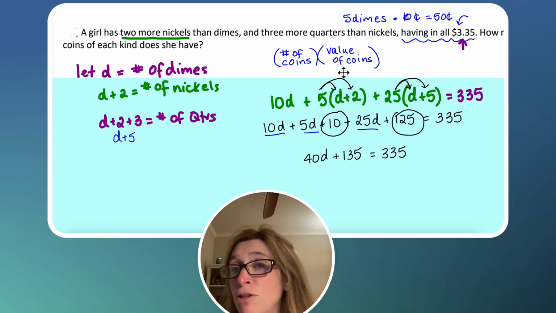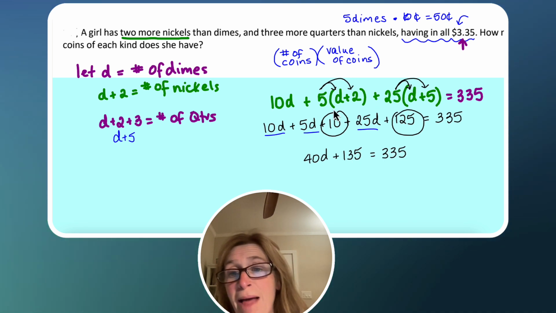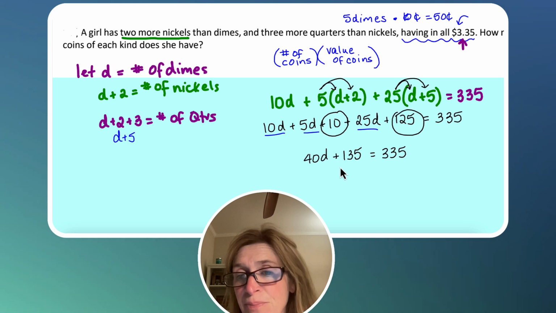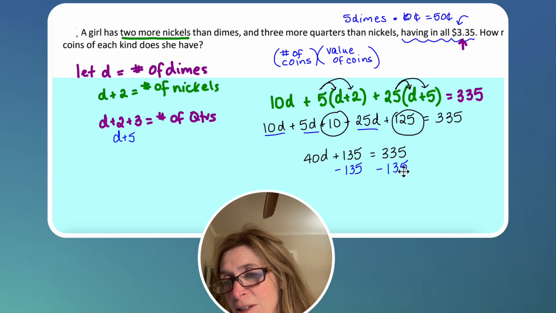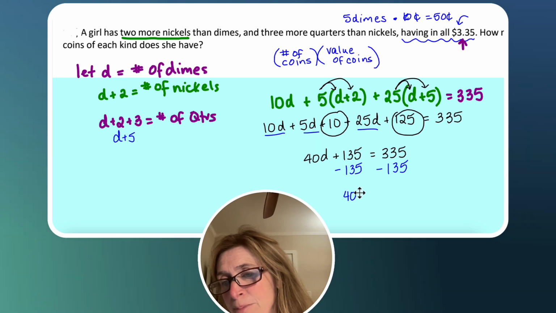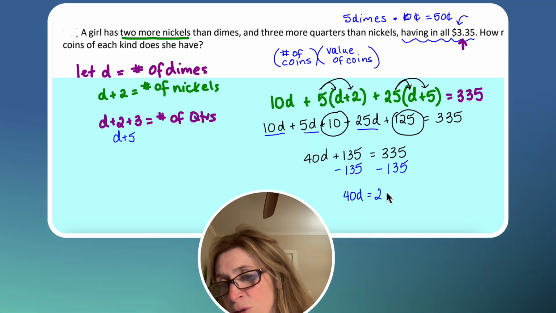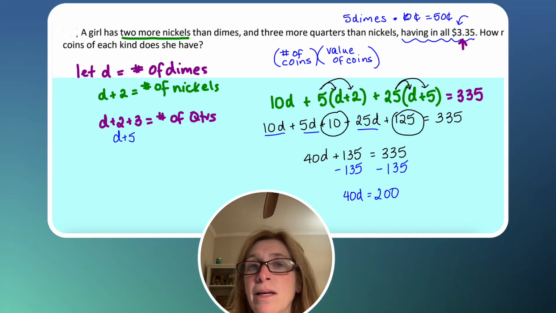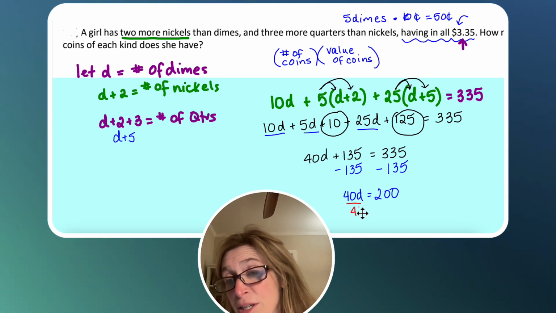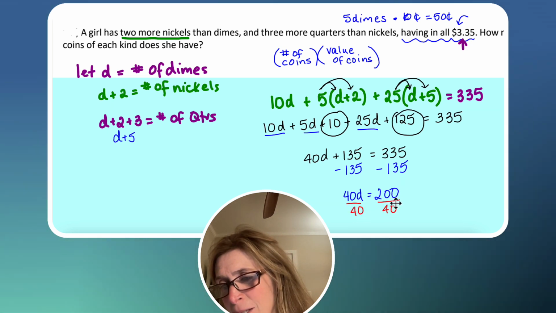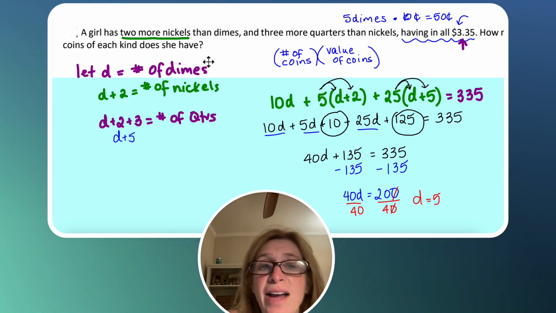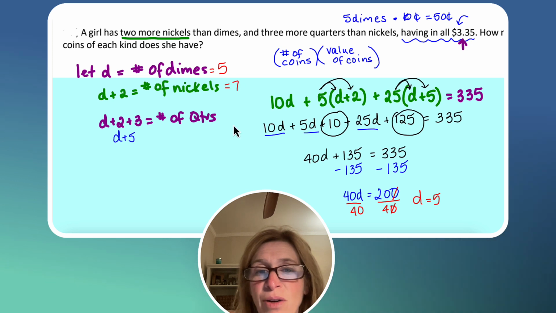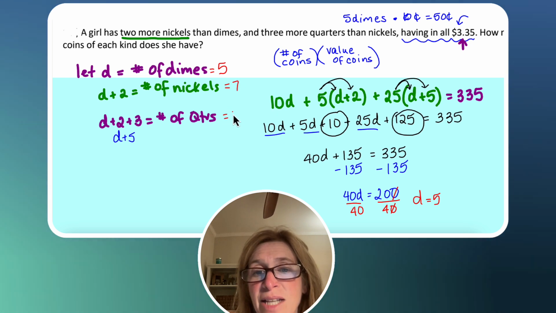And so now I have a pre-algebra equation. All I need to do is balance. I need to isolate D. So I'm going to subtract 135, and that's going to give me 40D equals 200. I'll divide by 40 on both sides. I'll simplify a 0, and so D will be 5. So I have 5 dimes, because that's what D was. I have 5 dimes, I have 7 nickels, and I have 10 quarters.